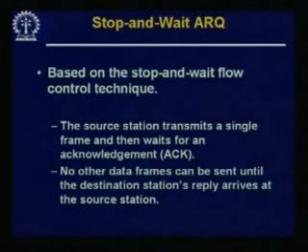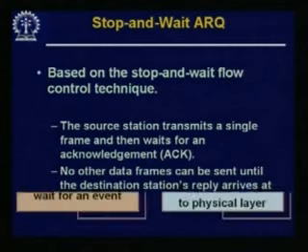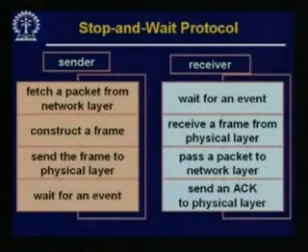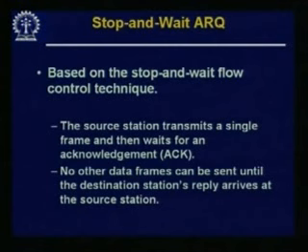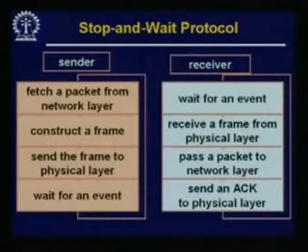We have the sender which fetches a packet, constructs a frame, sends the frame to the physical layer, and waits for an event. If it gets an acknowledgement, then it is fine, and it is going to send a second frame. If it does not get an acknowledgement, it will send the same frame again. Until it either gets an acknowledgement or the timer runs out, the frame which was already sent has to be stored locally in some buffer in whichever system is handling this data link control.